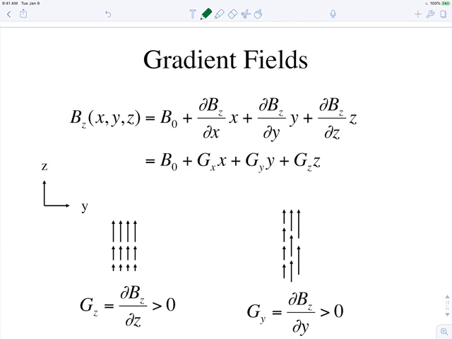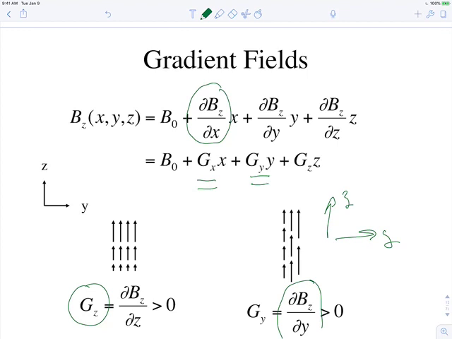The GX gradient is simply the partial derivative of the BZ component in the X direction. Same thing with the GY gradient: it's the partial derivative of the BZ component with respect to Y. The BZ component is the field pointing in the Z direction, and you can see that as I move along the Y direction, that component is getting stronger. Same thing, I can have a GZ component with dBZ/dZ, which is getting stronger as I move in the Z direction. So that's all the gradients are.